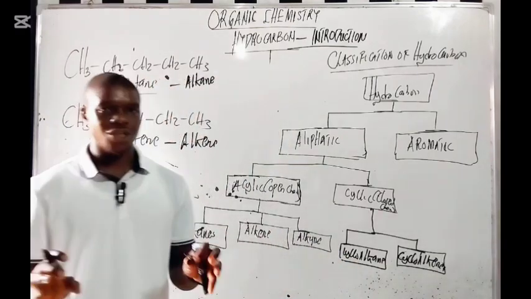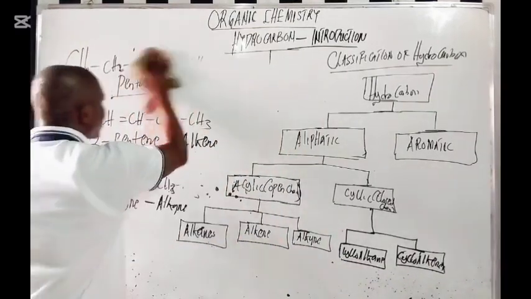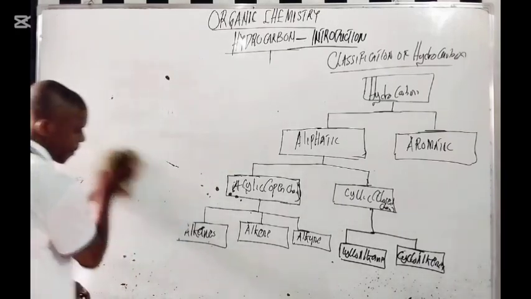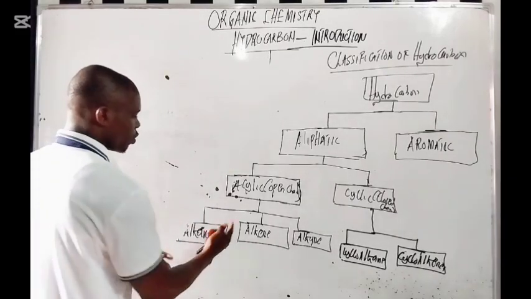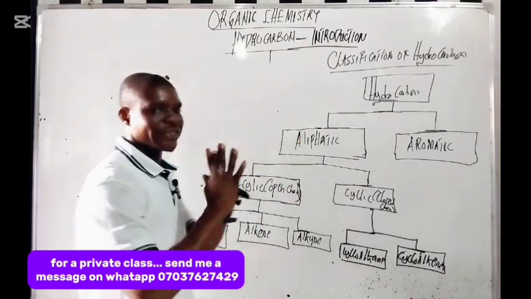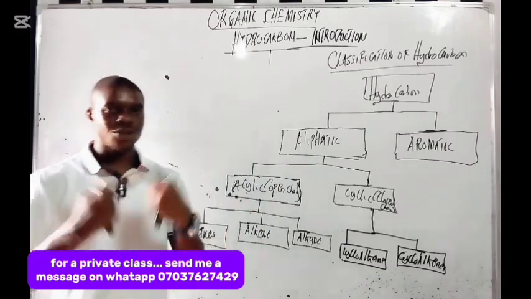So when we talk about classification, let me explain this one for you. For example, you have something like this. Open ones are just open from end to end, right? So it can either be a straight chain or a branched chain. I'm still going to show you how to name this.